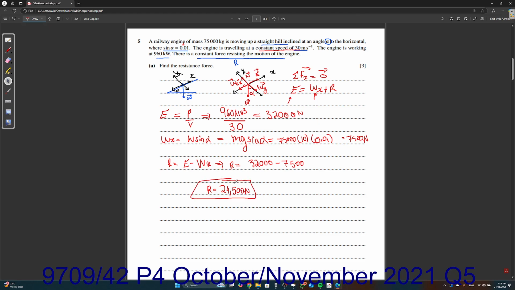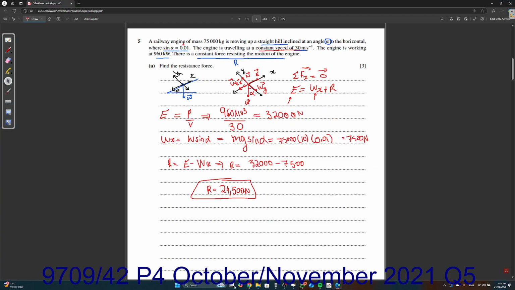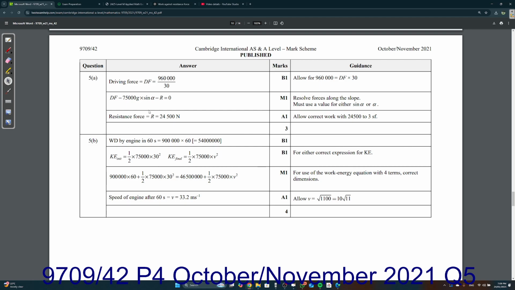newtons. Let's check the marking scheme. The driving force is the engine force, E. And then we know that the driving force minus Wx minus R equals 0, or what we wrote over here. And then the resistance force is just 24,500.